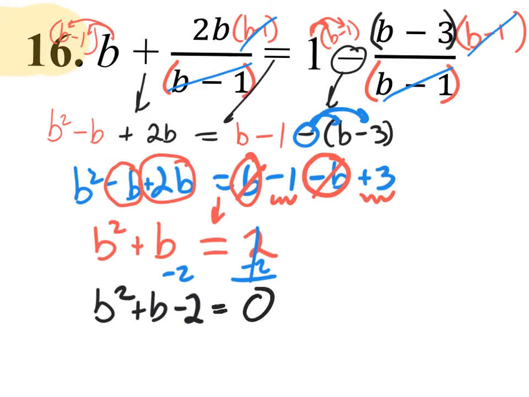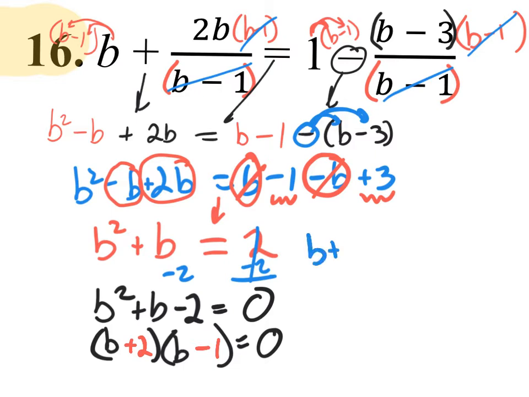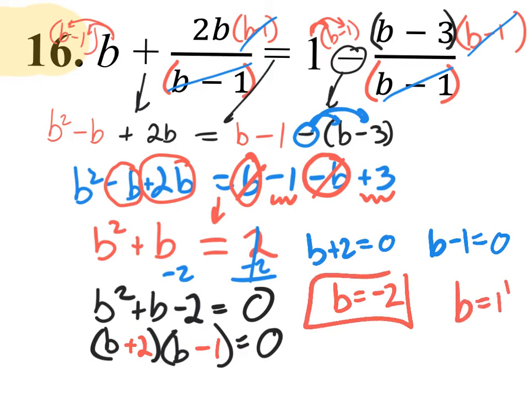And any quadratic equation, you should try to factor it so you could split it, so you could solve it. So the question is, what times what is negative 2, that if you combine together is positive 1? Well, that would be a positive 2 times a negative 1. And when you split those, you're going to get two simple equations. b plus 2 equals 0, b minus 1 equals 0. That's because of the zero product property that you're able to do that. You get two answers, b equals negative 2 and b equals positive 1.